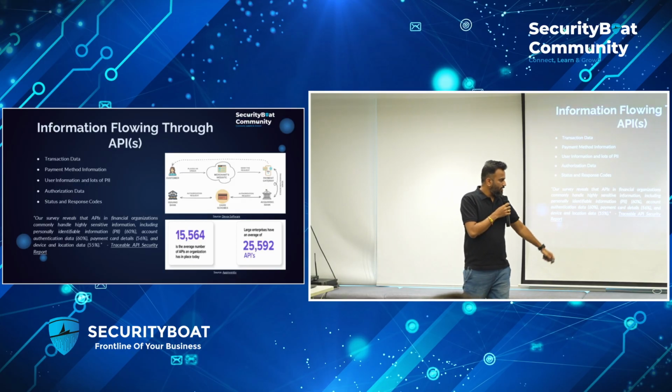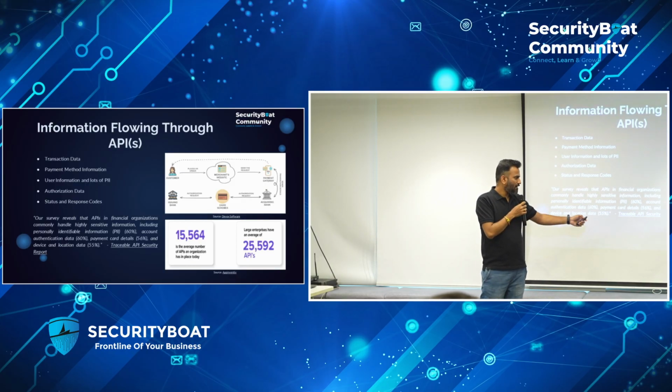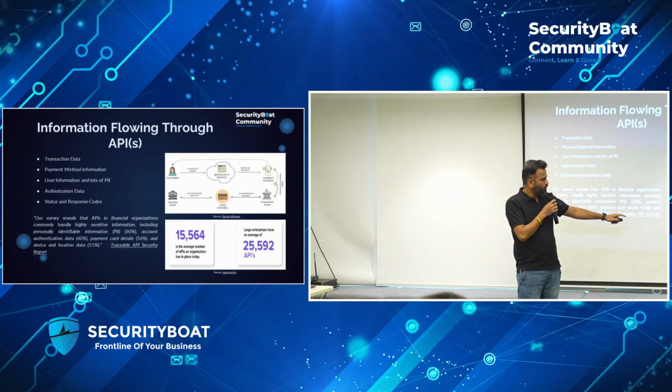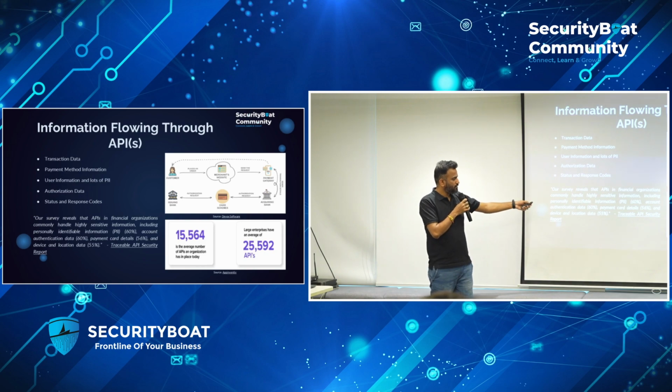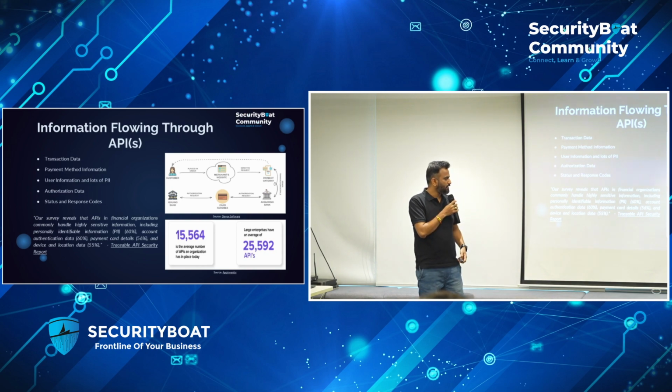So if you see this data, 50,564 is the average number of APIs an organization has in place today, and 25,592 APIs is the average for large enterprises. So this many APIs are used within operations, as per the data. This is basically from the Traceable API Security Report.